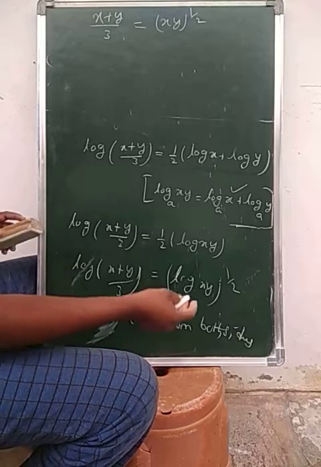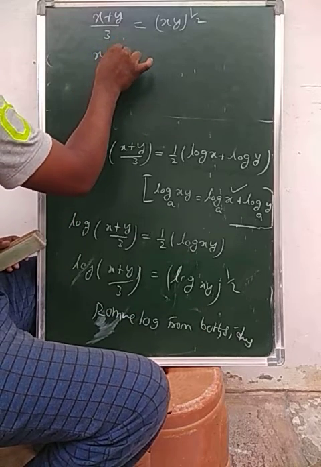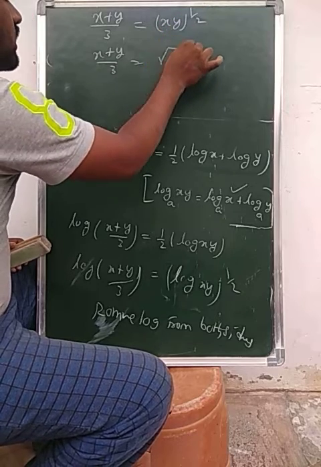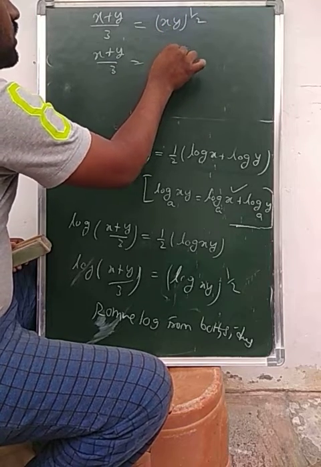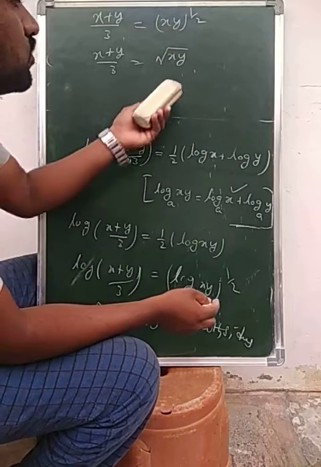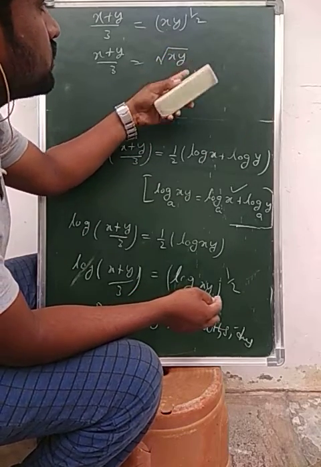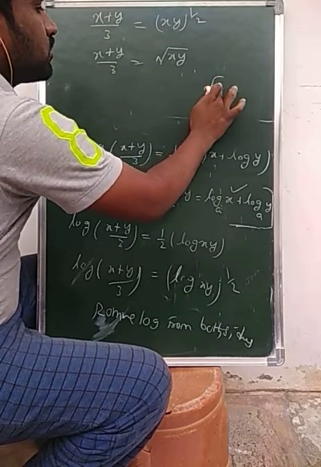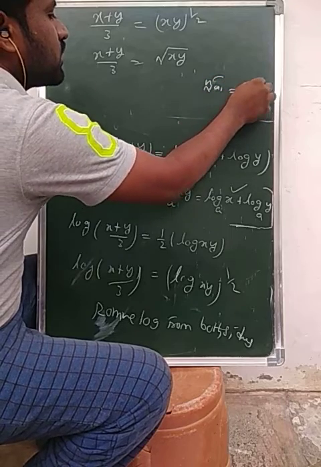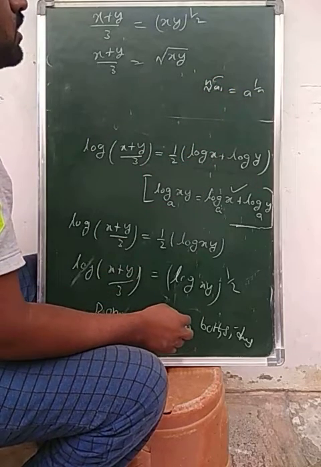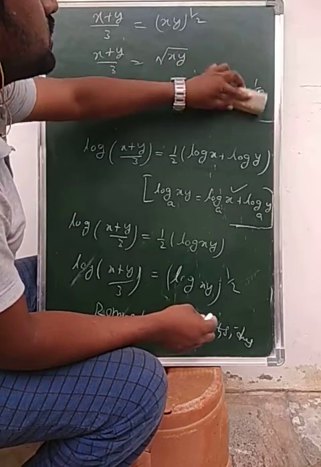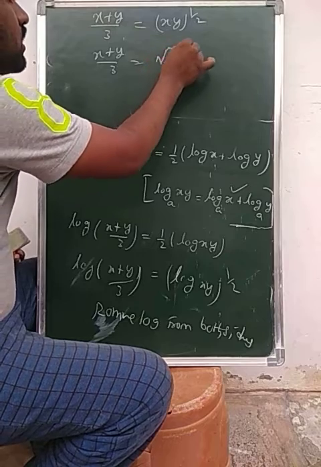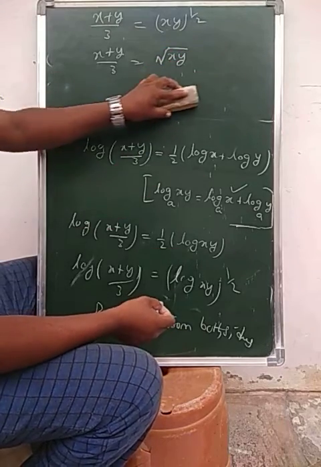Now x plus y by 3 is equal to xy power 1/2, which you can write as root xy, because the nth root of a is equal to a power 1/n. Like that, xy power 1/2 we can write as under root of xy.